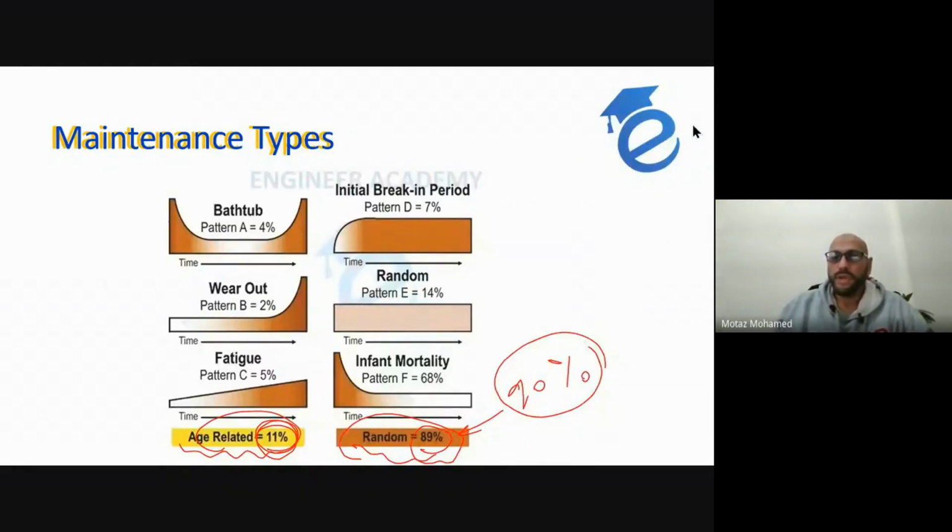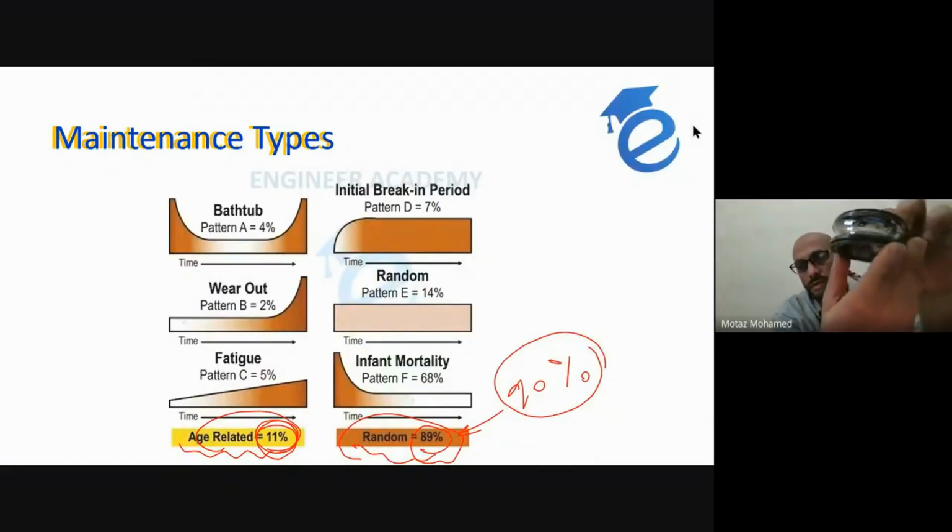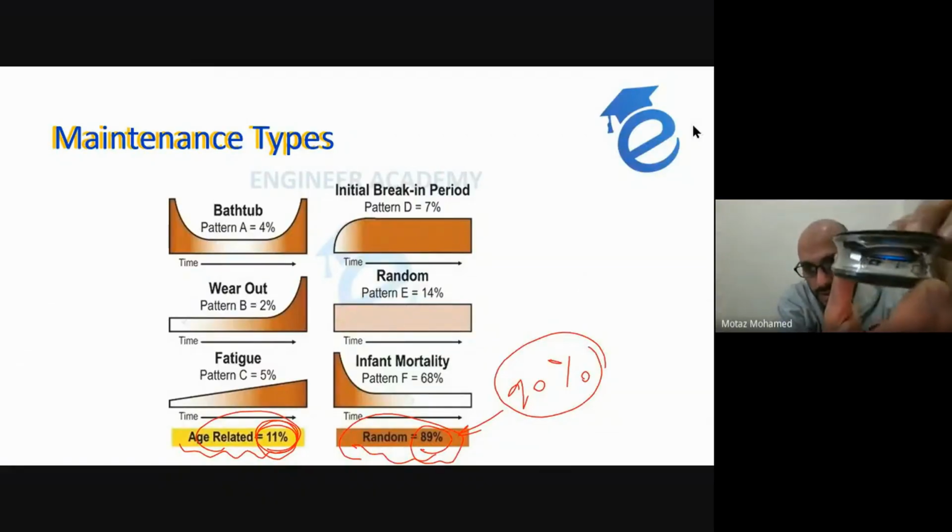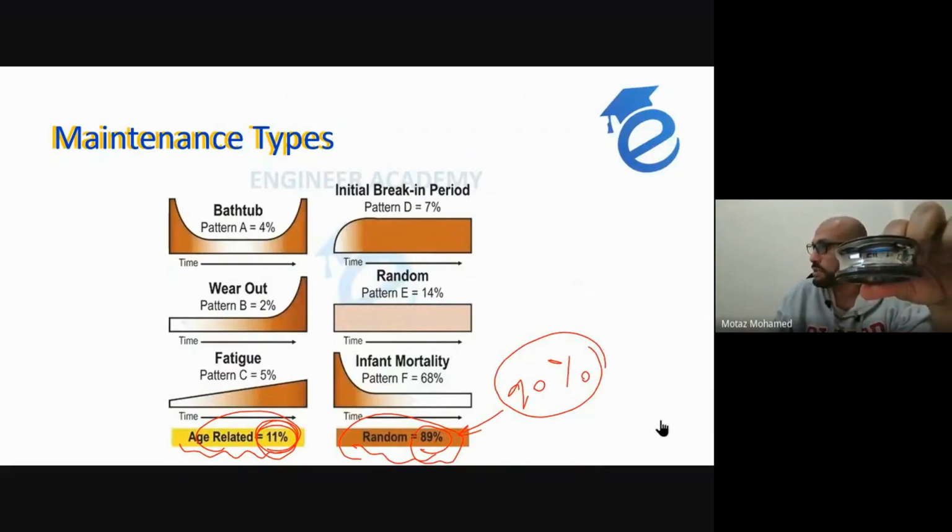Okay. Look at this bearing. What is this? Can you see this part? Here. If you can see this one clearly, just press 1.